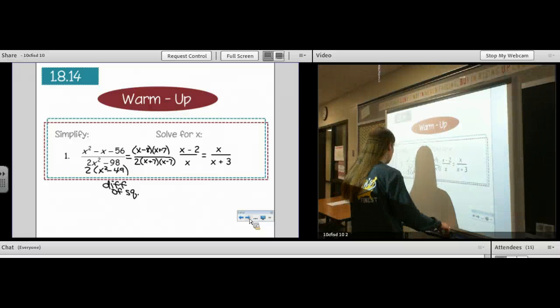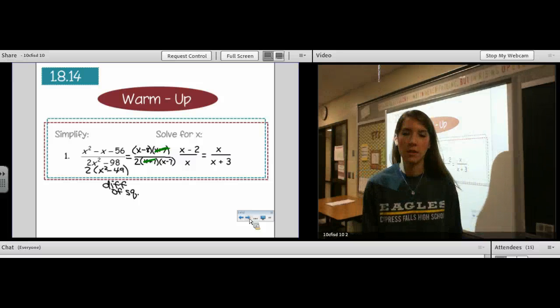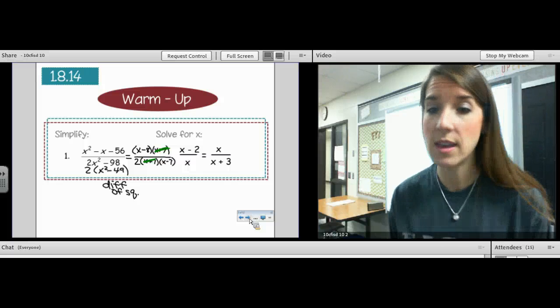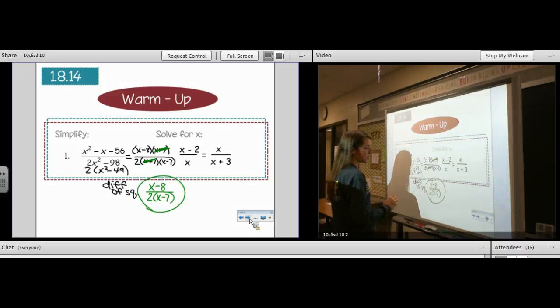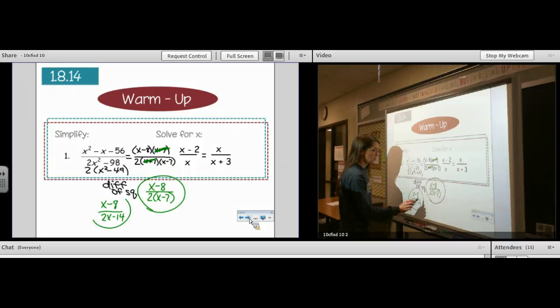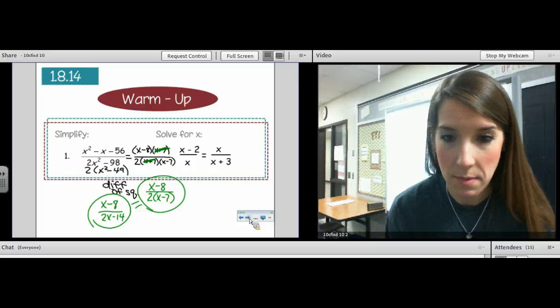And we can cancel like terms. So we can cancel the x plus 7 and the x plus 7. The x plus 7's cancel. So what are we left with in the numerator? We're left with x minus 8. And in the denominator, we're left with 2 times x minus 7. You can also write it as 2x minus 14, if you want to distribute, you can. But both of those are the most simple that we can make that fraction.